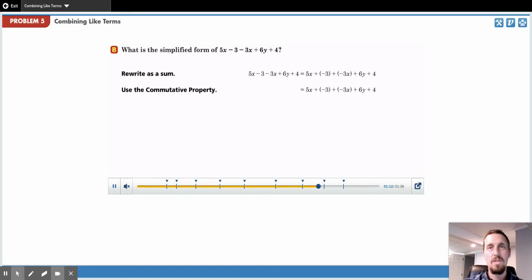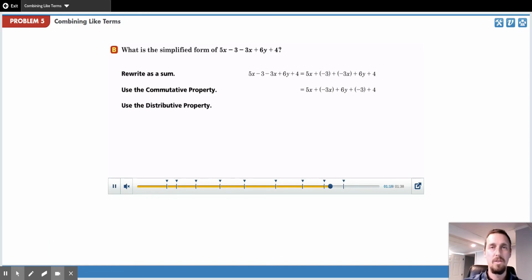Next step, we're going to use the commutative property. Now, anybody who's ever ridden the bus has been a commuter, and they know that when you commute, you go from one place to another. As you just saw, some of our numbers commuted. They went to different places. When you have addition, and this is why it's so great to rewrite subtraction as addition of negatives, you can write it in any order. When you have subtraction, the order matters. If you rewrite that subtraction as addition, there's so many fewer mistakes you could even possibly make. It's a wonderful trick. Okay, 5x plus negative 3x plus 6y plus negative 3 plus 4.